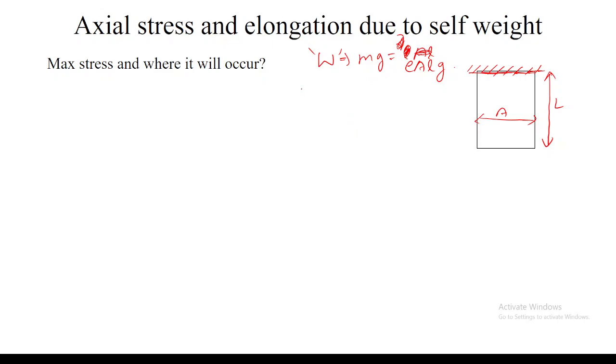So this is the total weight of this member. But here I am introducing a new term called weight per unit volume, denoted by gamma, which is nothing but rho into g, for convenience. Then, for example, due to self weight, what will be the load acting at this tip of this cylinder?